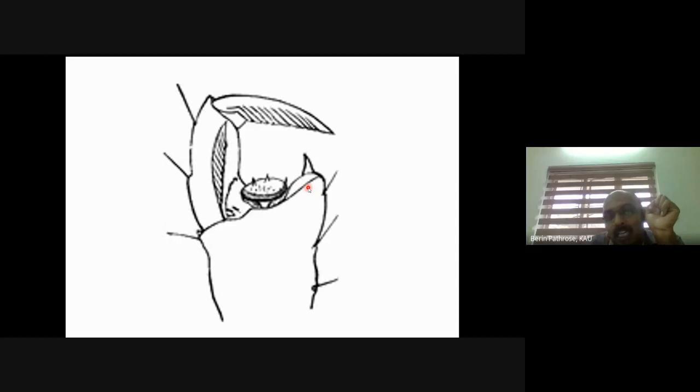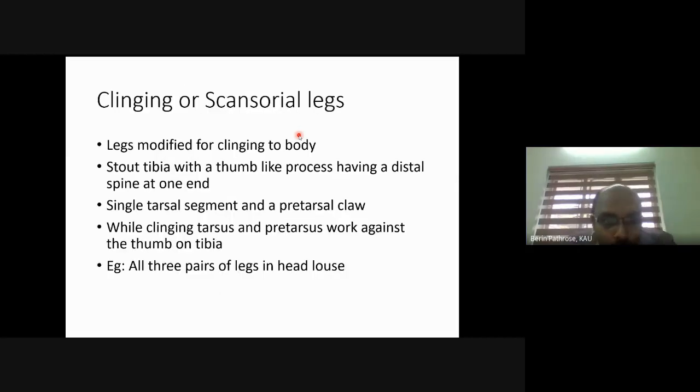So this thumb-like projection is on the tibia, and we have the tarsal and the pretarsal claw, and this pretarsal claw will press against this thumb-like projection on the tibia and cling on to the body. So the tibia has a thumb-like process with one spine at the end, and there is a claw on the pretarsal segment.